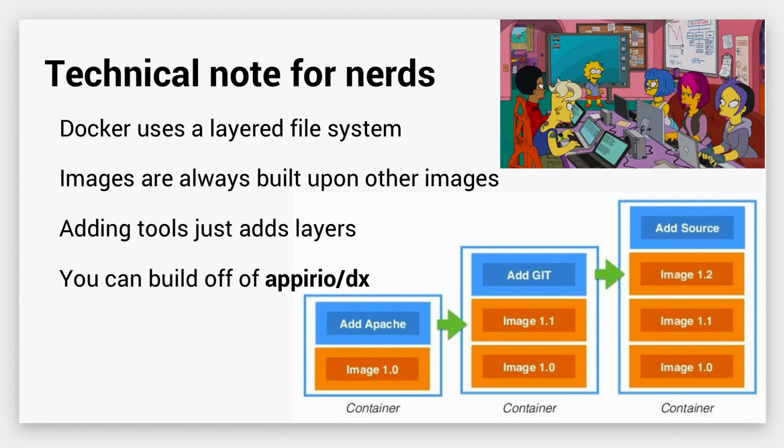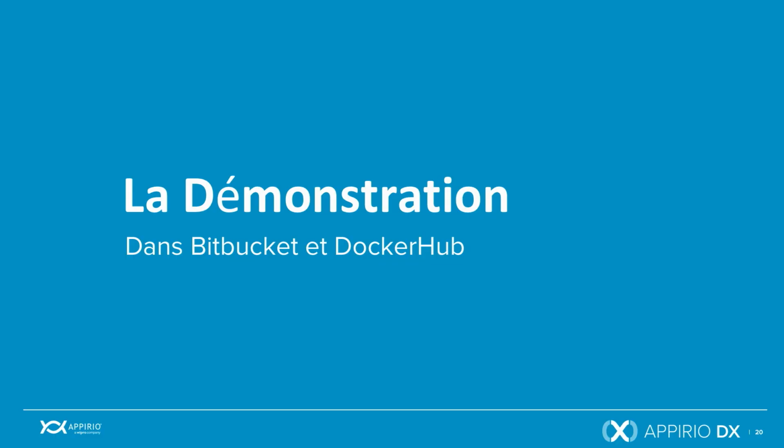So the way it works is, let's say you've got this image 1.0, and then you want to add a bit of software like Apache, which you're not using in Salesforce. Then that gets built into image 1.1. Let's say you want to add another bit of software, Git. Great. That gets built into image 1.2. And then you can add your source code for your particular project and so forth. And that's how a layered file system works. That's it. Now, demonstration. So, in French for our French-speaking audience members.